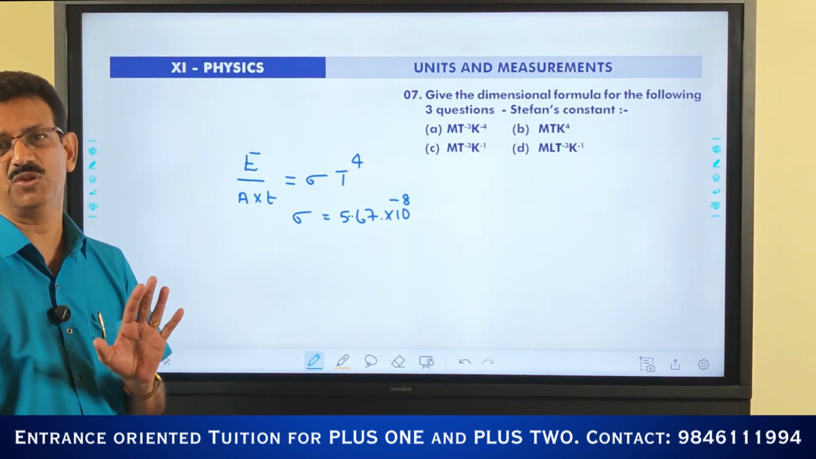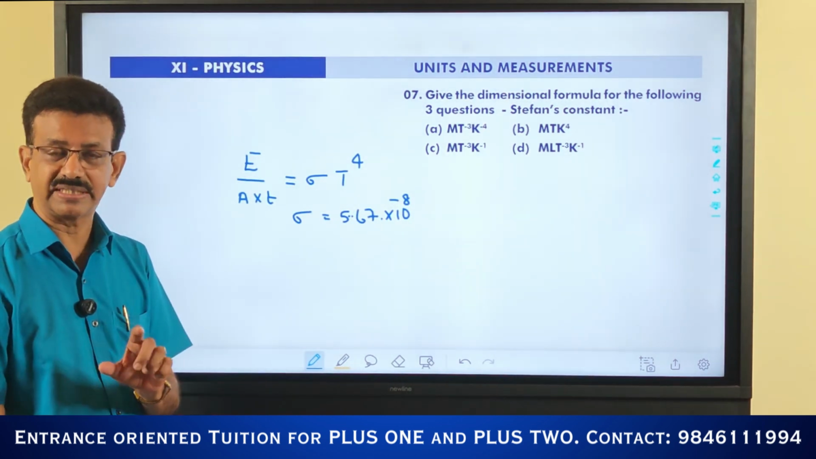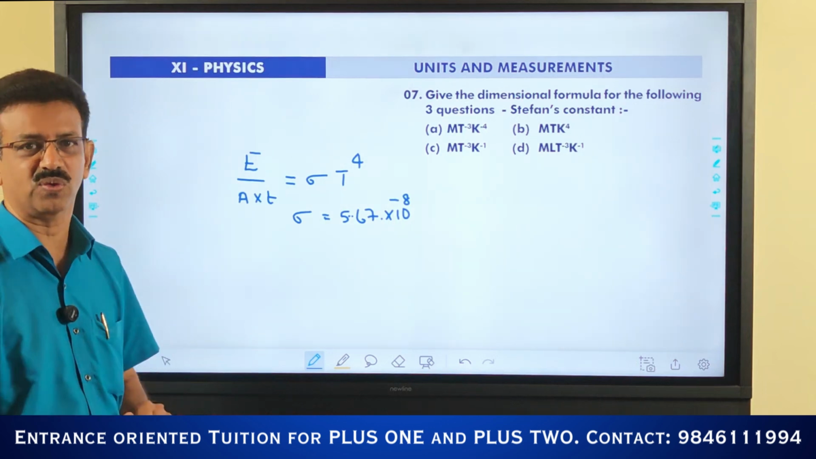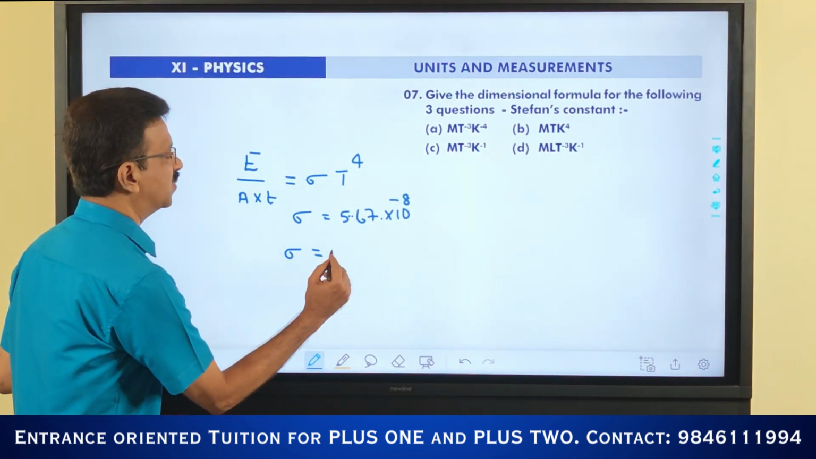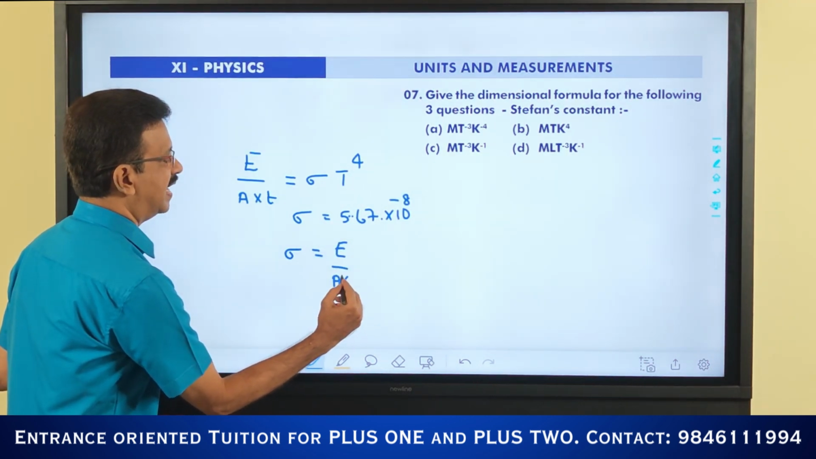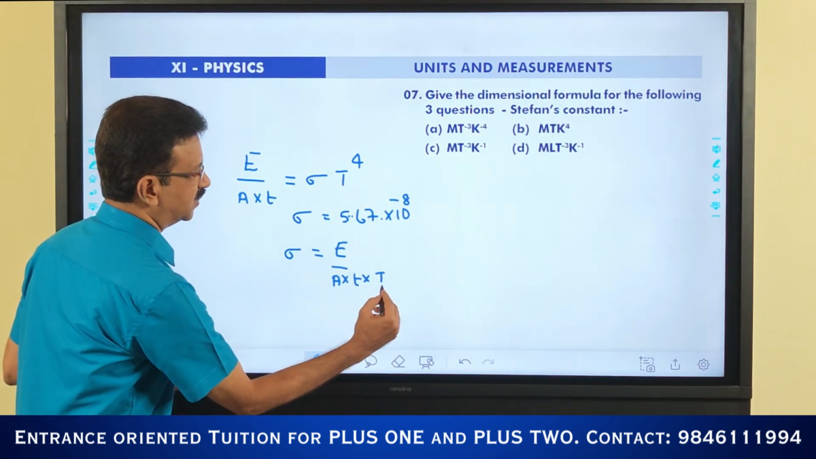5.67 into 10 raised to minus 8 SI unit. The sigma is called Stefan's constant. Here, the question is the dimensional formula of Stefan's constant. Look here. Sigma equal to energy divided by area divided by time divided by T raised to 4.